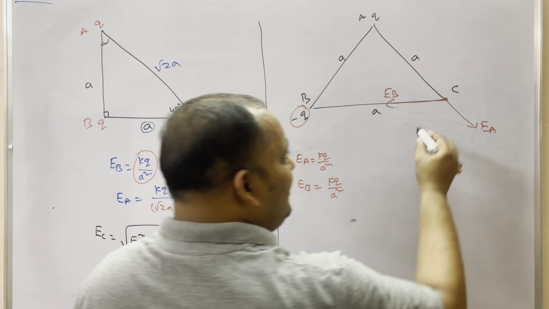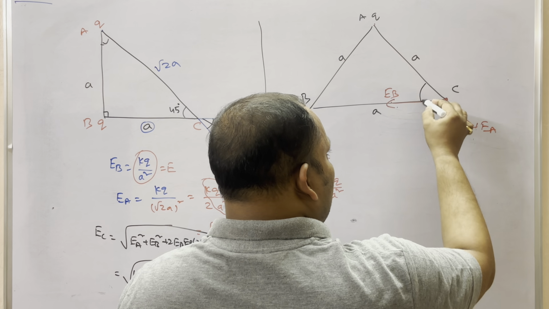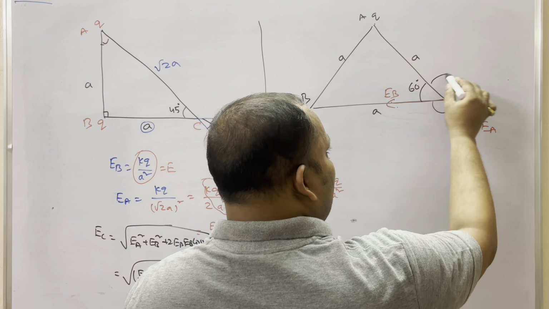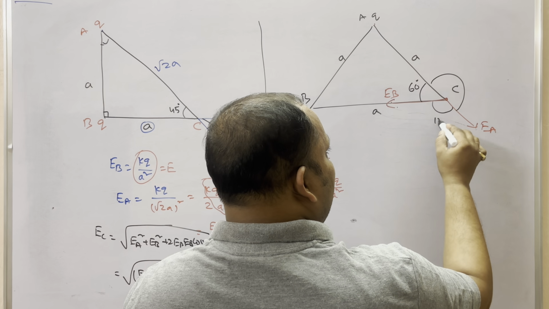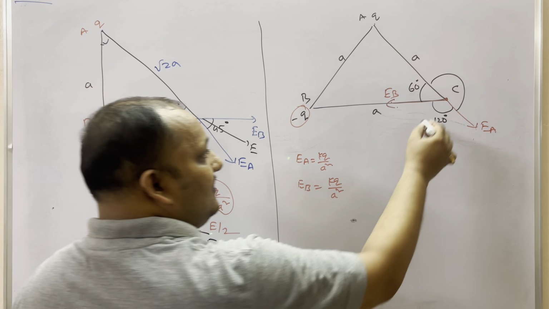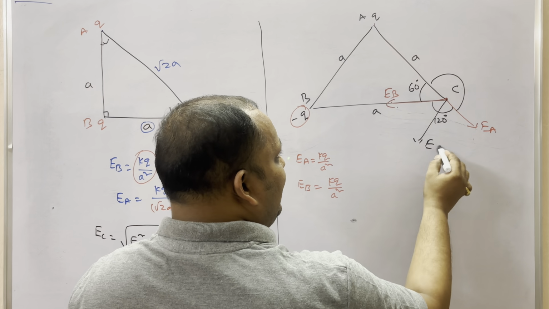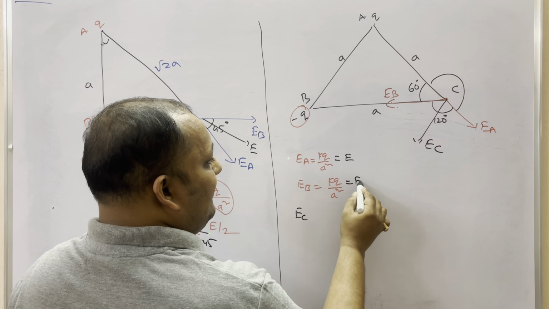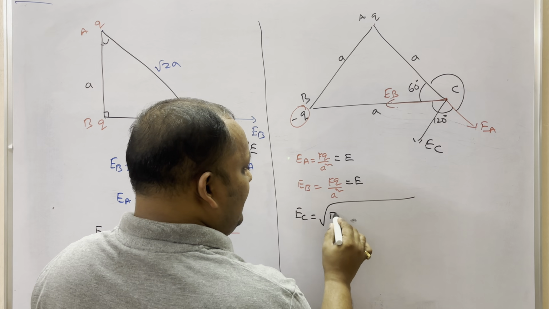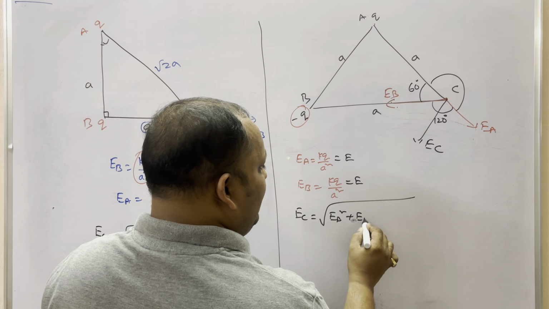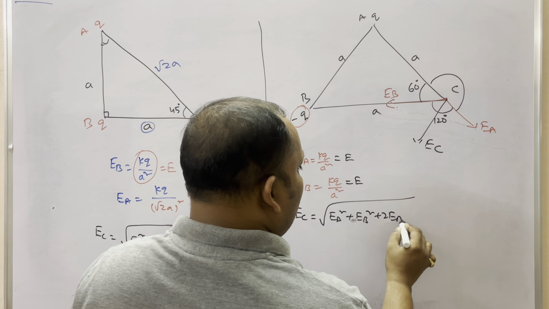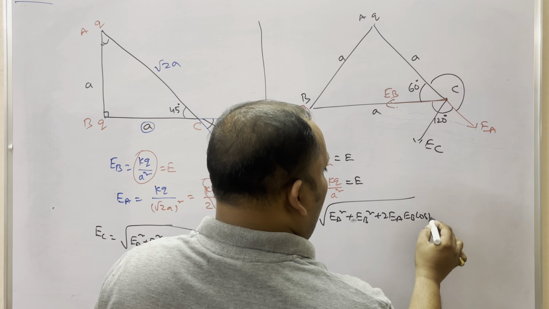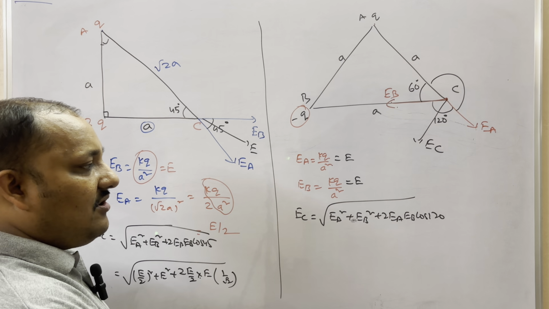What is the angle between these two? This is going to be 60. Total is going to be 180. 180 minus 60 is 120 degrees. Therefore, resultant electric field intensity at C, EC is equal to, both you can take, root of EA square plus EB square plus 2 EA EB cos 120. What is the cos 120 value?